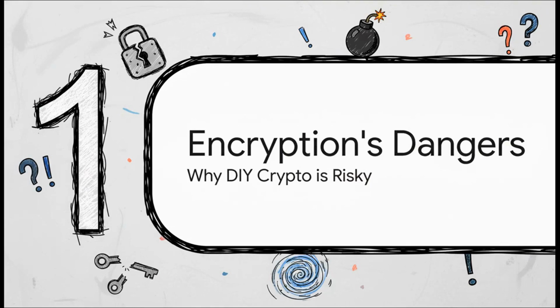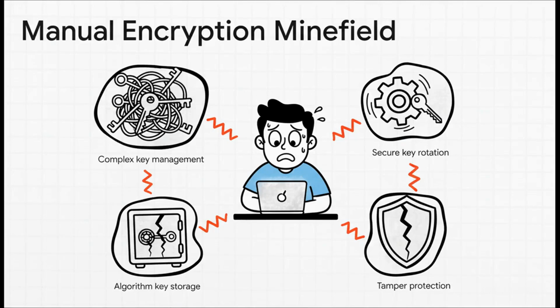And that brings us to why trying to do this yourself is, frankly, a minefield. Rolling your own crypto isn't just about picking some cool-sounding algorithm, it's about avoiding a dozen different ways things can go catastrophically wrong. I mean, you've got to worry about managing your keys, you have to rotate them regularly, you need to store them securely, and on top of all of that, you have to make sure no one can just mess with your encrypted data. One little mistake in any of these areas and your entire security model just falls apart.